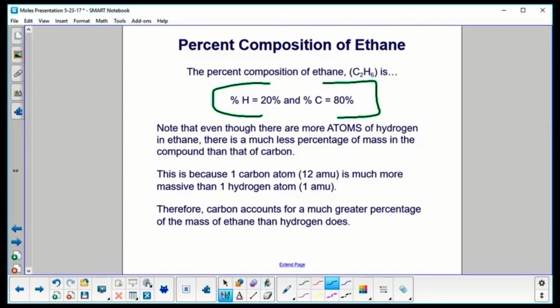Note, and again we said this a couple slides ago, there are more atoms of hydrogen, but there's much less percentage of mass in the compound than of carbon. That's because 1 carbon atom is 12 amu and 1 hydrogen atom is only 1. So carbon accounts for a much greater percentage of the mass of ethane than hydrogen does, even though there are more hydrogen atoms.